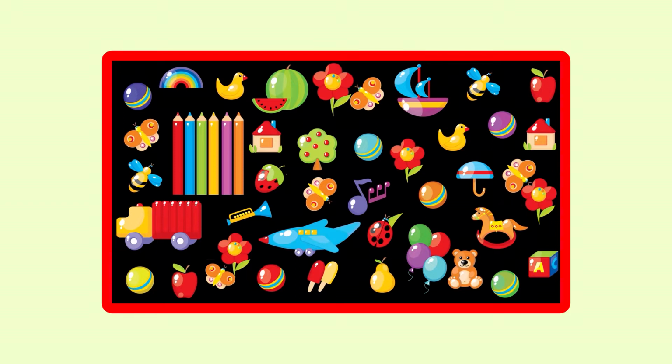Now for the fifth question. How many balloons are there near the teddy bear? The teddy bear is right here. There are 1, 2, 3, 4. 4 colorful balloons next to it. So the answer is 4.